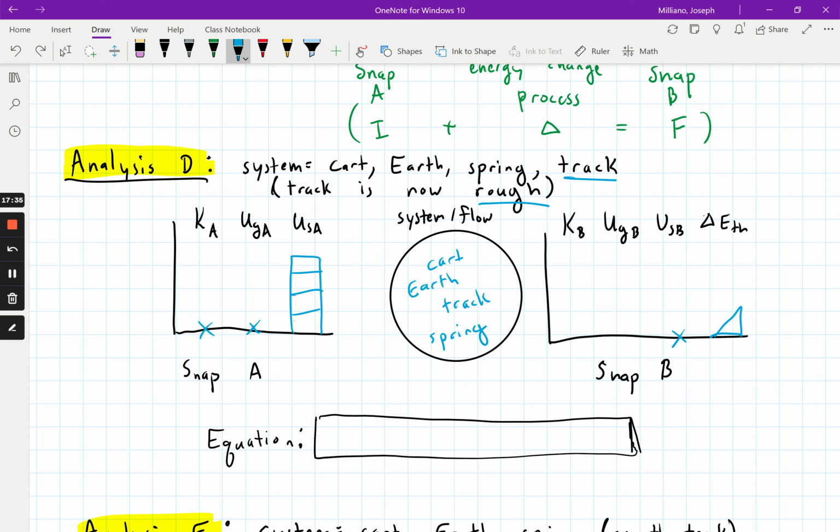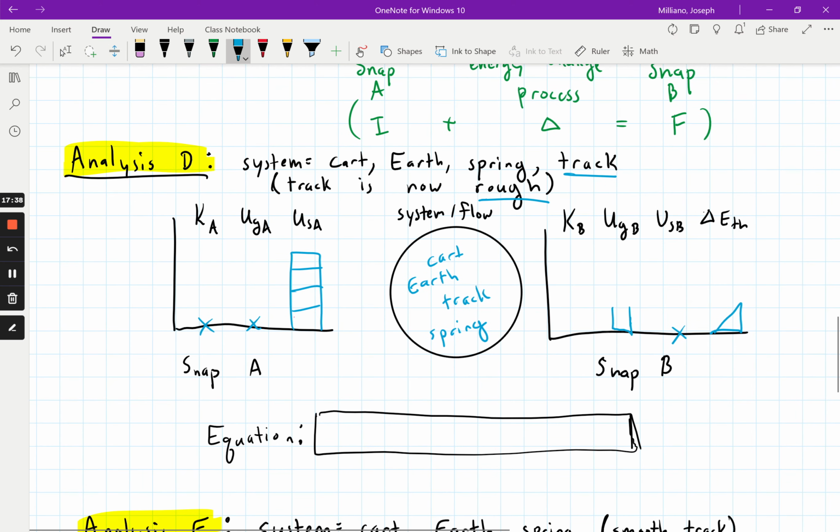Well, we're still at the same height, and so this can't be any different than what it was in analysis A. This is still 2.5 blocks because we're still at the same height. So the half a block that went into the thermal energy must have come from the kinetic energy. And so our equation looks like this. The spring potential energy in snapshot A equals the kinetic energy at B plus the gravitational potential energy at B plus the increase in thermal energy for the cart and the track. So that's what this equation would look like.